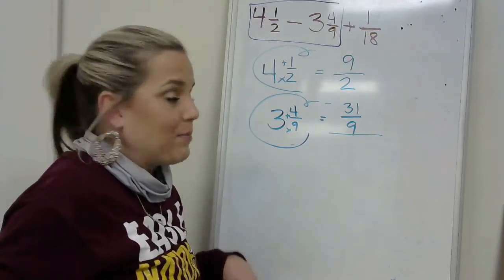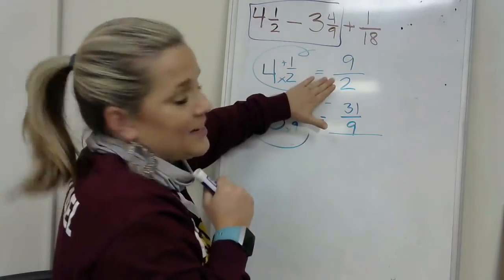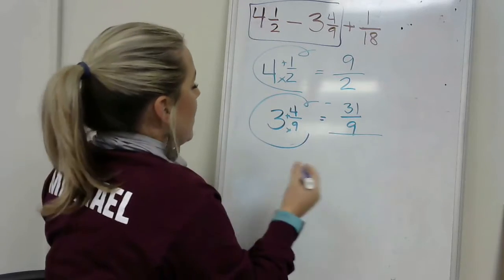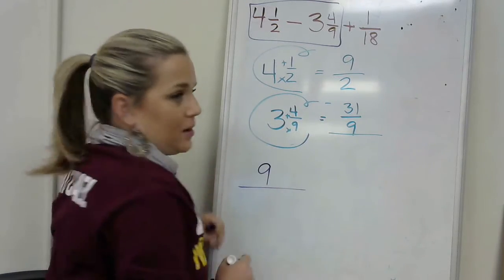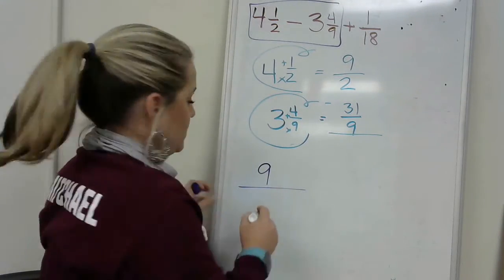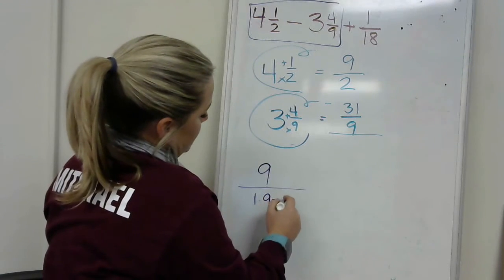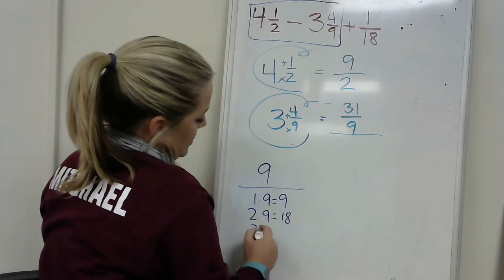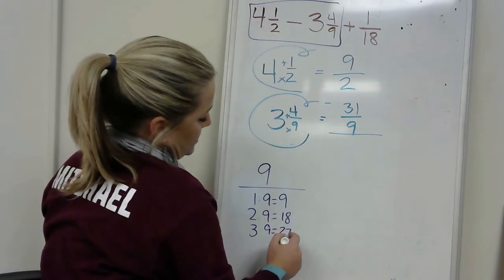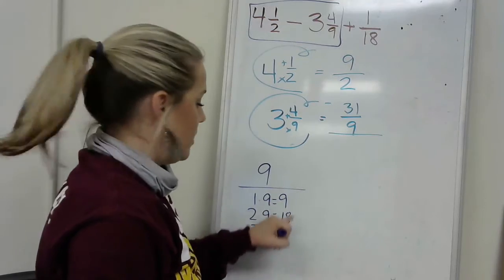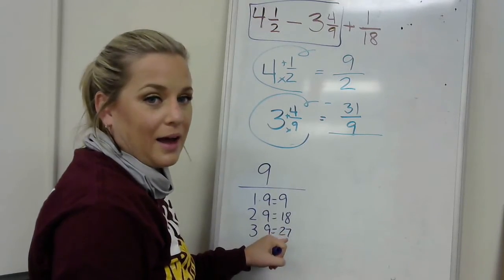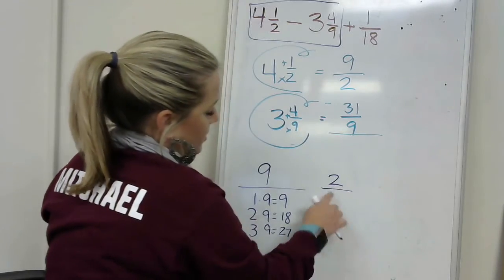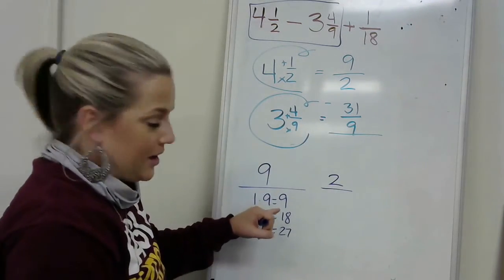So, first step. Is anything times 2 9? No. Okay, so I'm going to take my bigger one, and I'm going to list the first 2 or 3 products. 1 times 9 is 9. 2 times 9 is 18. And 3 times 9 is 27. And I'm using these to see which one will be my common denominator. So next is 2. And I'm just going to list my multiples of 2 until I get to either 9, 18, or 27.